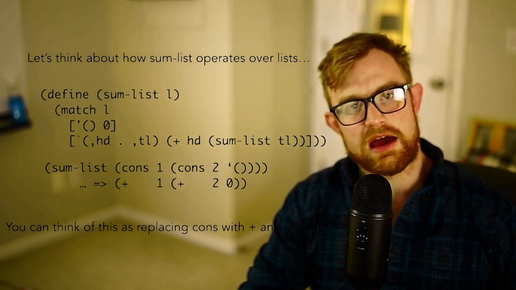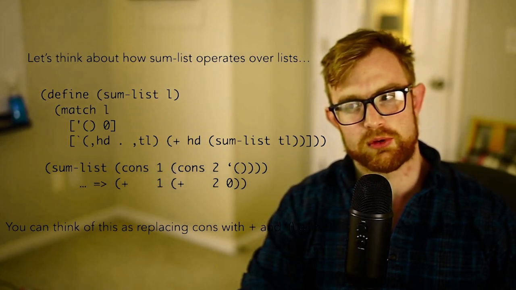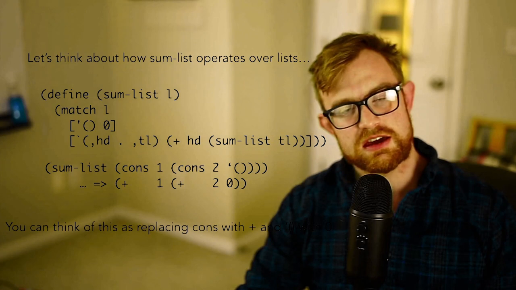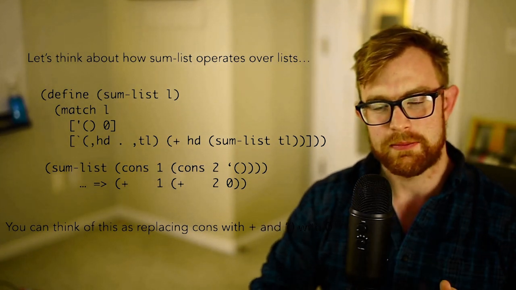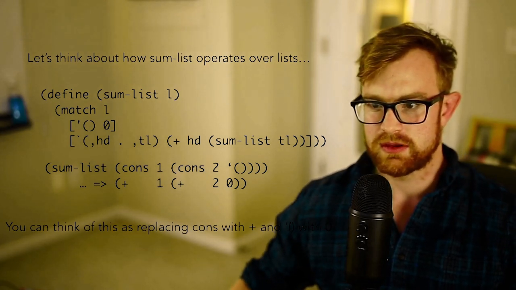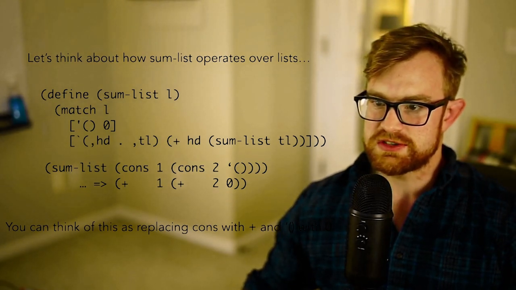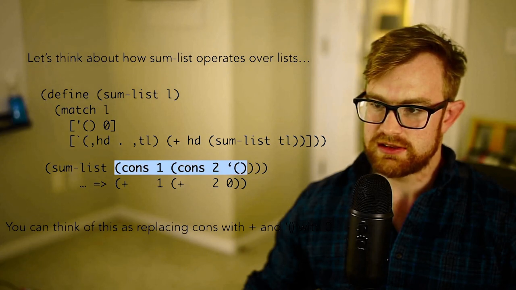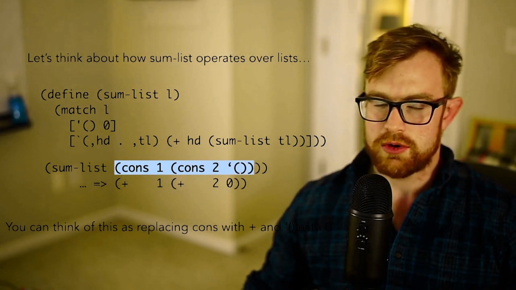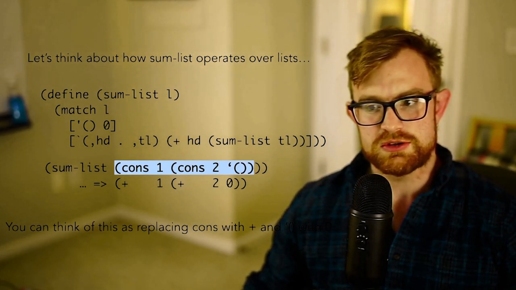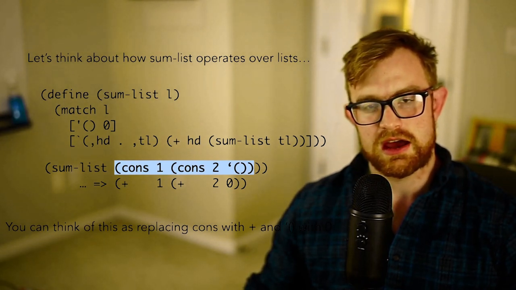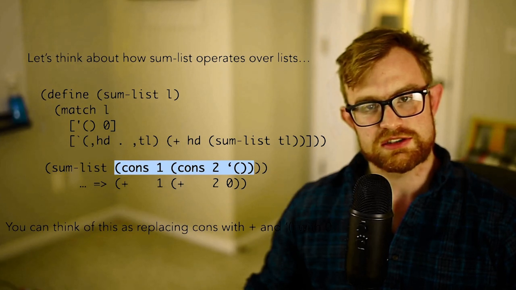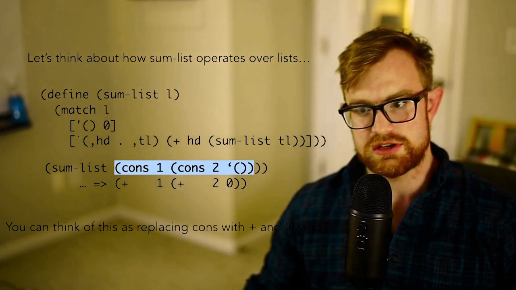So let's think about how the function sumList operates over lists. And when I say let's think about it, I mean with respect to the list structure, what is going to happen when we call sumList? So I can think of sumList as taking the list structure in right here. Now note, I've written the list structure out using an explicit cons notation. So think back to the cons diagrams, how you would write a list using a fully explicit cons notation.